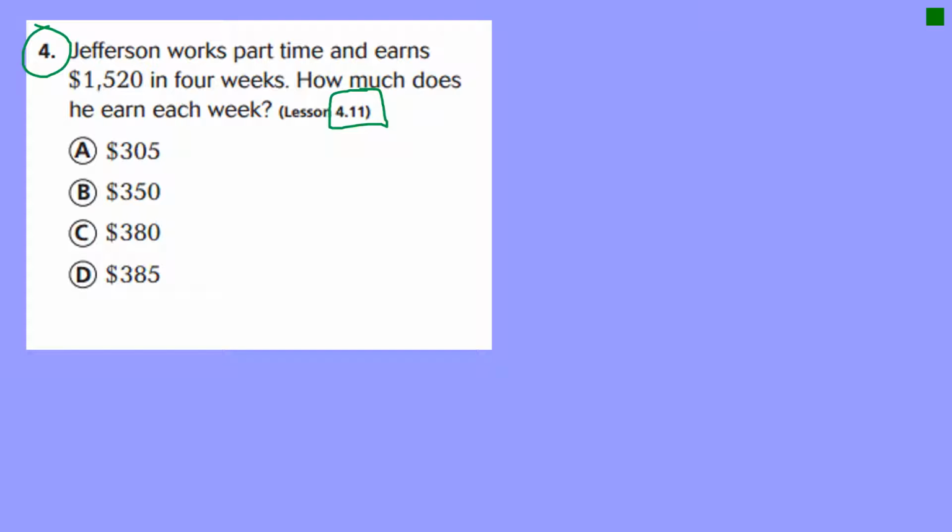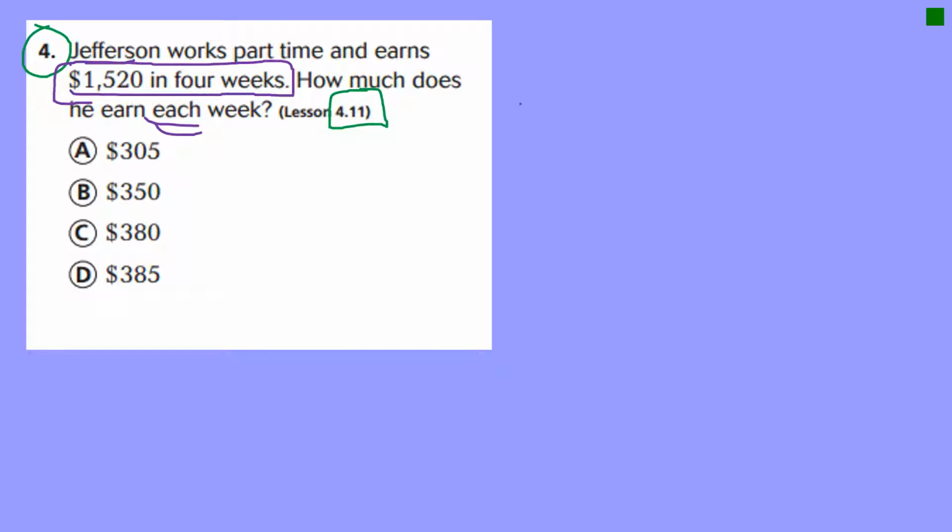Number 4. Jefferson works part-time and earns $1,520 in 4 weeks. How much does he earn each week? Okay, time for a reread here. Jefferson works part-time. He earns $1,520 in 4 weeks. How much does he earn each week?